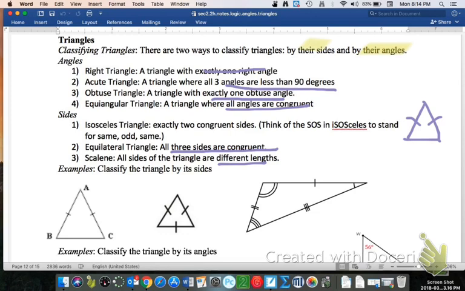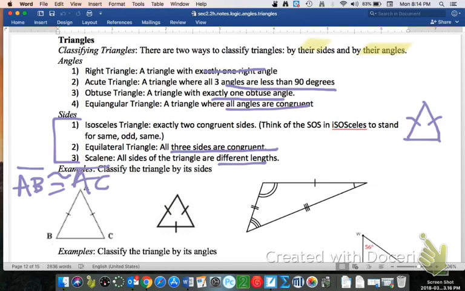Okay. So if we look at these examples down below, we're classifying these by its sides. So for sides, we have these options. Notice we have here AB is congruent to AC. Again, we're looking at our picture, and I know that those 2 are congruent. Now, if I were to write the congruency off to the side, you would have AB is congruent to AC.